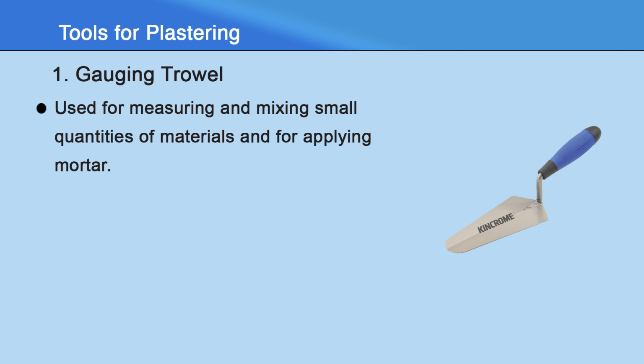A gauging trowel is a compact, pointed, or bull-nosed tool designed for precision in construction tasks. It is utilized for measuring and mixing small quantities of materials and for applying mortar to detailed areas like moldings and corners, making it vital for meticulous finishing works.